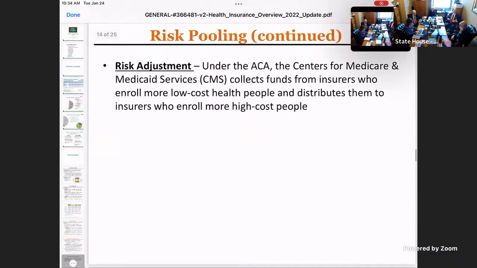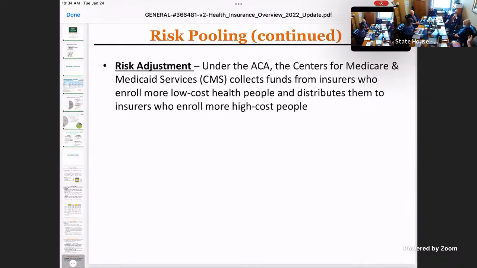Also along this line there's another thing called risk adjustment. Again, under the Affordable Care Act, the Centers for Medicare and Medicaid Services would collect funds from insurers who enrolled more low-cost, healthy people and distribute them to the insurers who enrolled more high-cost people. So say we have two insurers, like Blue Cross Blue Shield, insurer A versus insurer B. If insurer B somehow had more of the older, sicker folks, for the same product they'd have to charge more than the other company. There's an economic disadvantage to that.